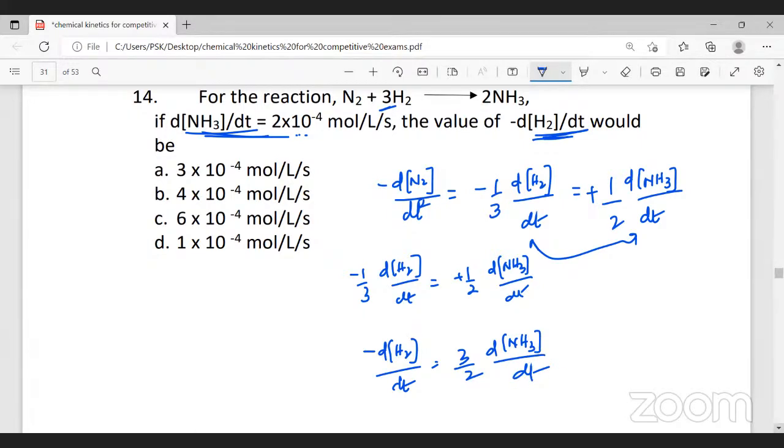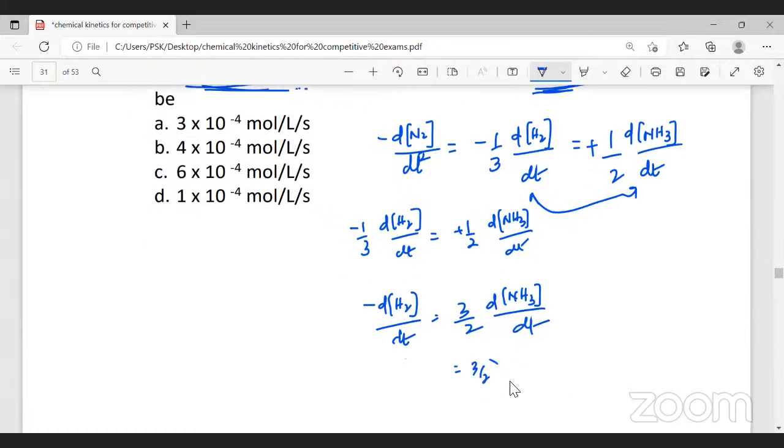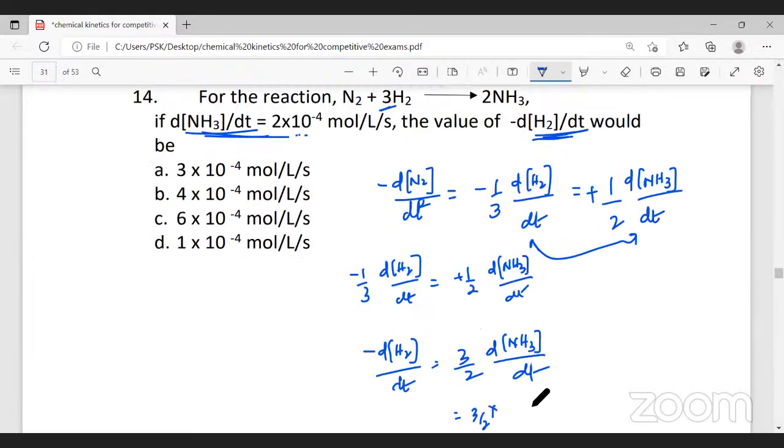So equal to what? 3 by 2 into, what is the concentration of ammonia they've given? 2 into 10 to the power minus 4. On simplification, we'll get 3 into 10 to the power minus 4 mole per liter per second. So the answer for this question will be option A. Did you follow this?